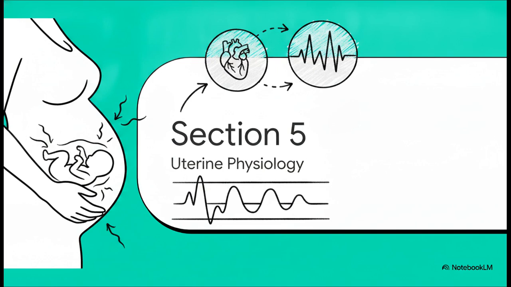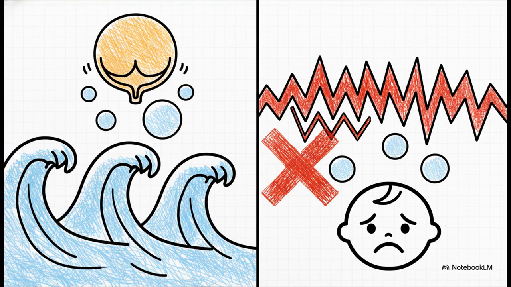Next up is Section 5, Uterine Activity and Physiology. Remember, we can't look at the baby without looking at the uterus. We measure contractions by their frequency, duration, intensity, and resting tone. This brilliantly illustrates why a rest period between contractions is literally vital. The placenta desperately needs time to refill with oxygenated blood.